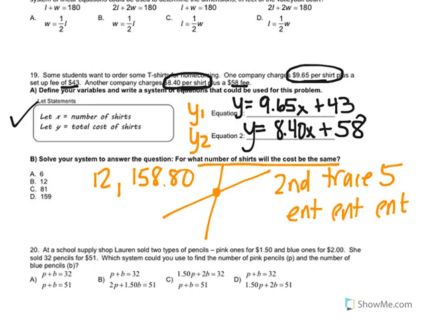Now it says, what number of shirts will it cost the same? So remember, X is the shirts, Y is the cost. So bam, there it is. The letter B, 12 shirts.